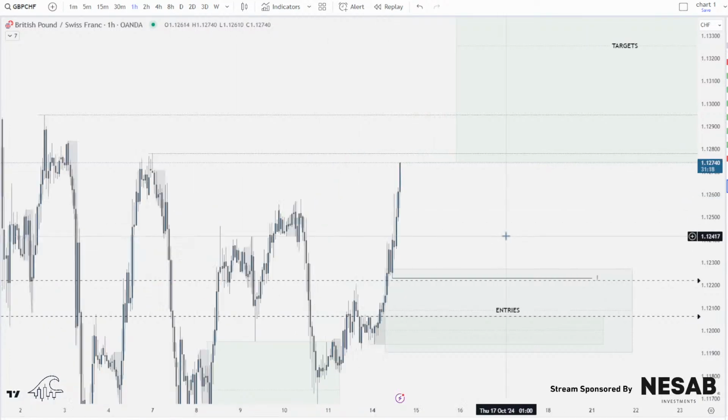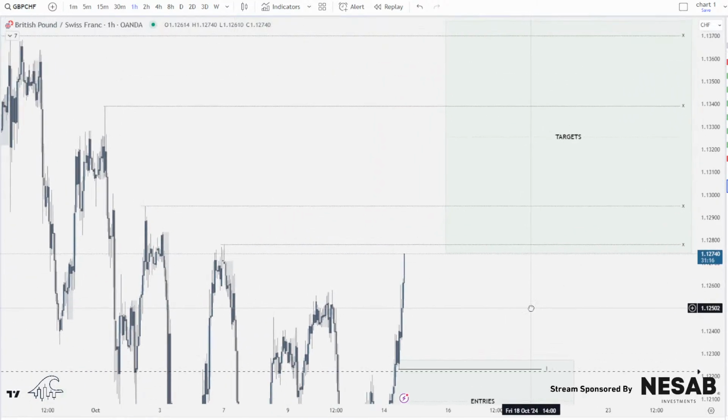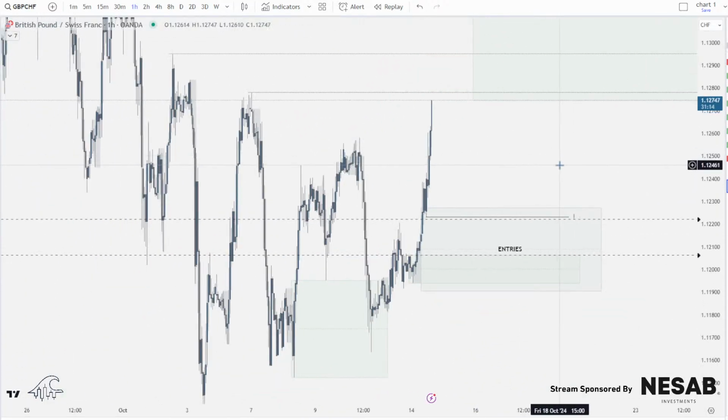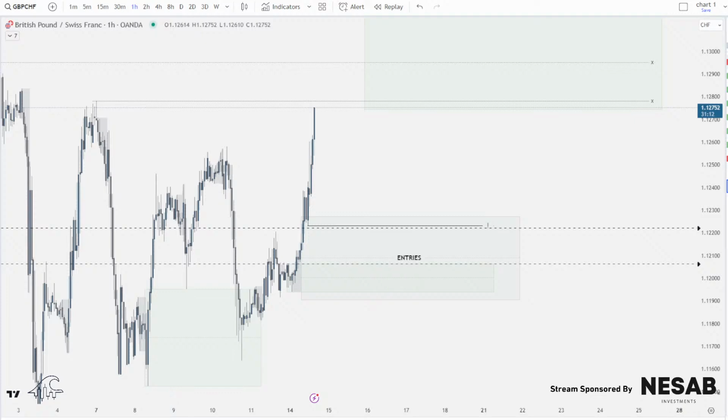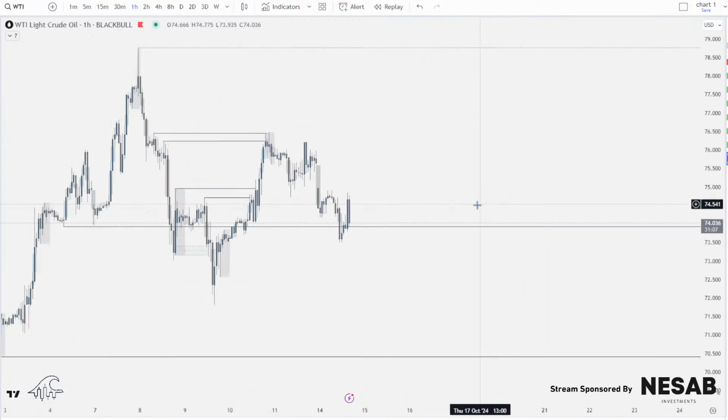I'm guessing that was an alert we set for the targets, right? Let's go back to oil. So oil didn't leave that gap, so we just let it do its thing. Let it do its thing.